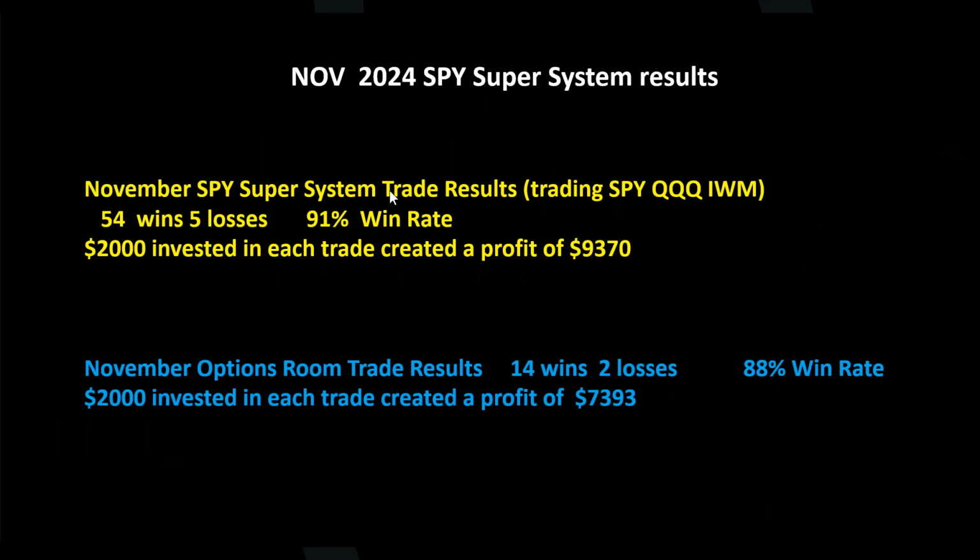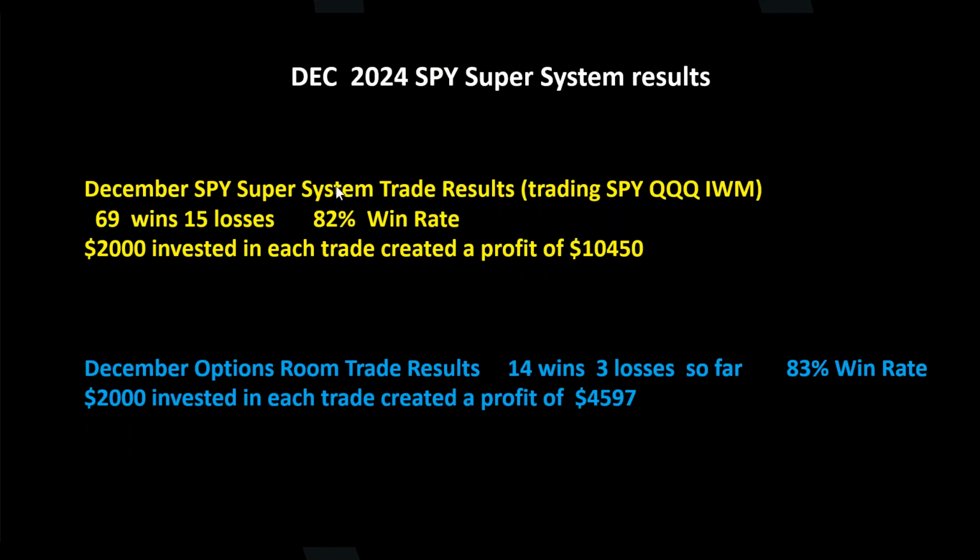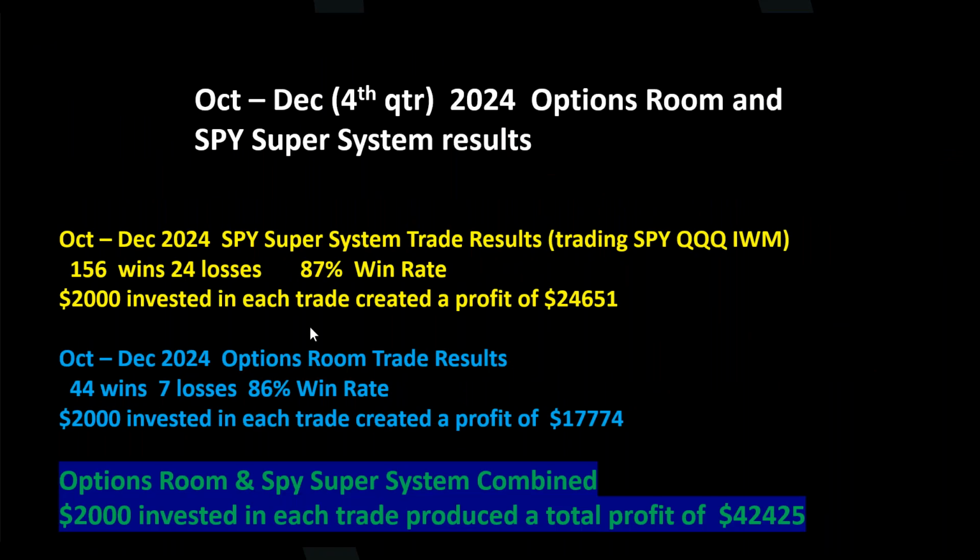All right, this was November. Nice run rate. Again, nice month. December. And again, nice SPY super system trades and the room trades right here. Okay, so that was what the SPY super system did last year.